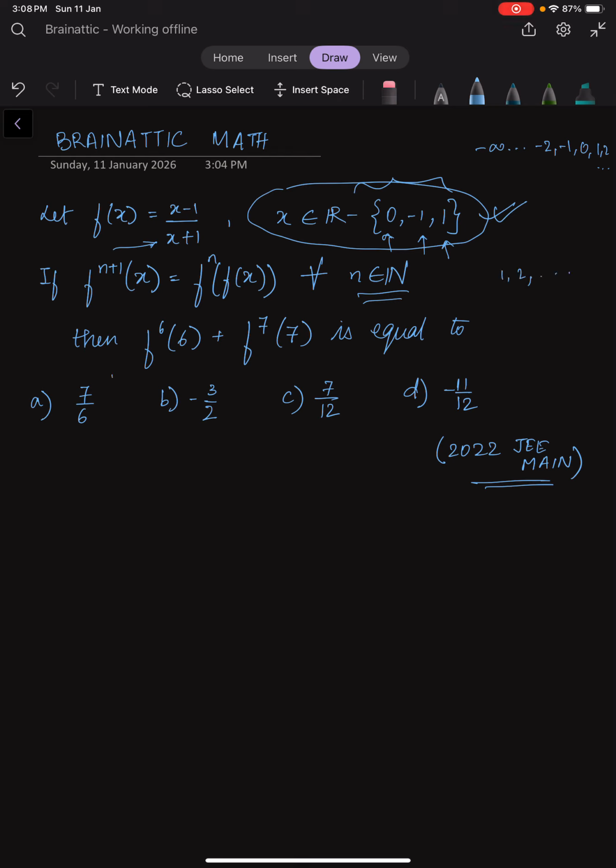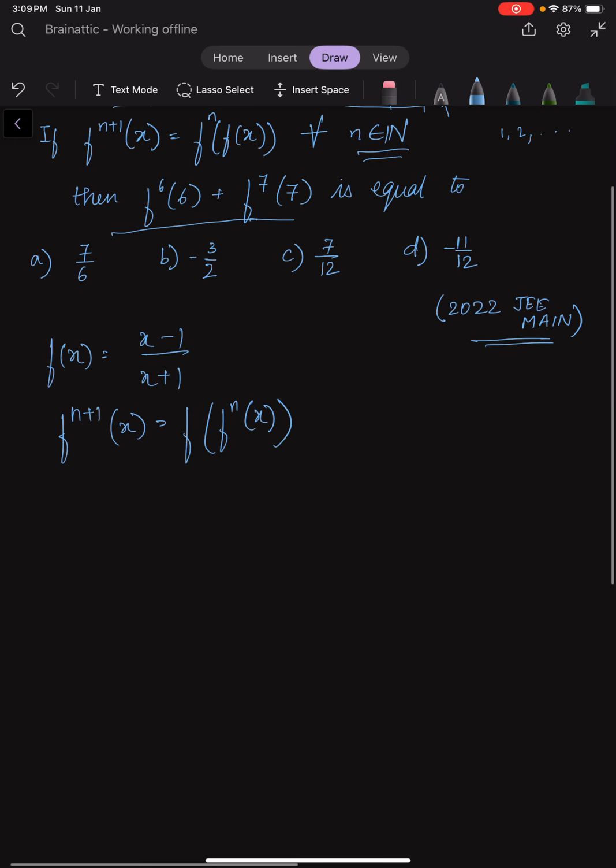Now we are supposed to find f6 of 6 plus f7 of 7, like we can say in that way. Now let us start. So we see that f of x is equal to (x minus 1) by (x plus 1), correct? And f of n plus 1 of x is equal to f of f n of x. This is what we are given. So let us start with n equal to maybe 1. So we get f2 of x is equal to f of f of x.